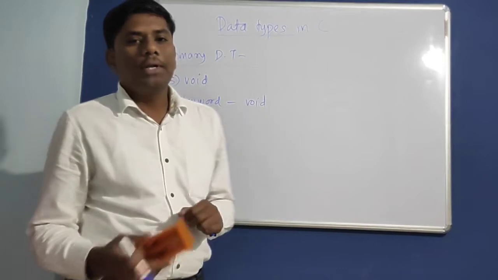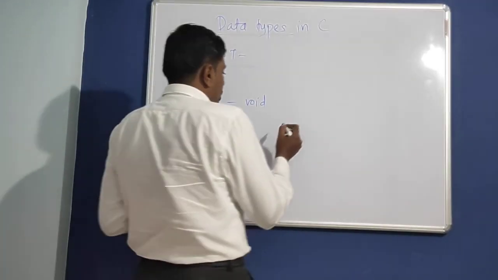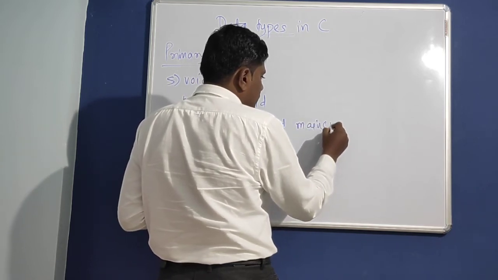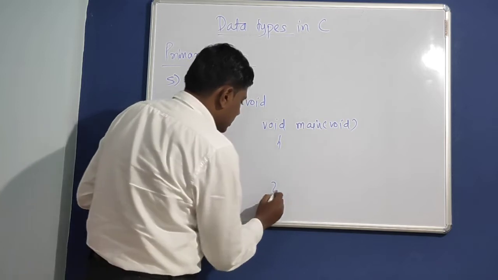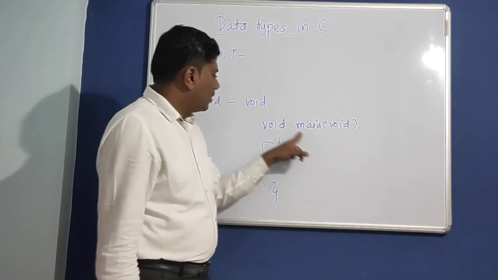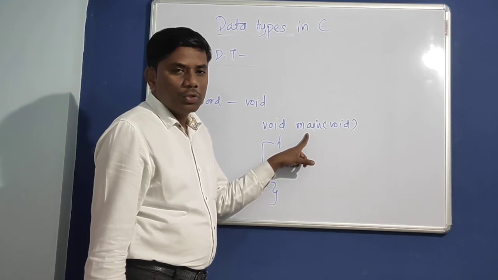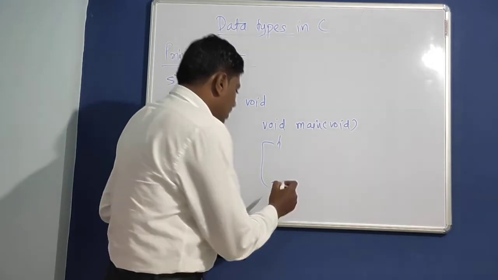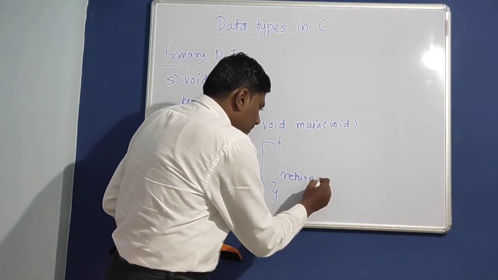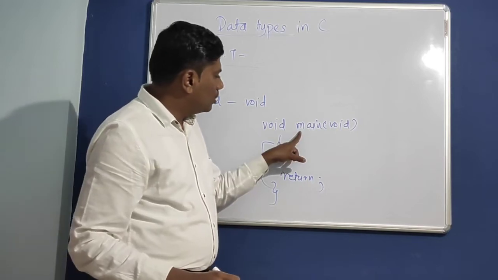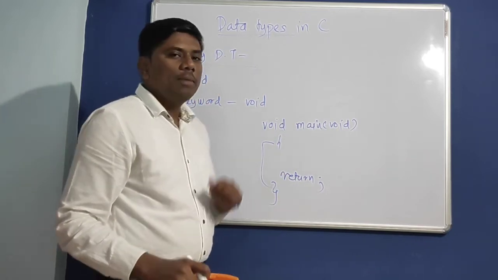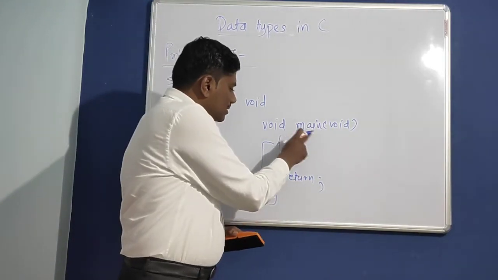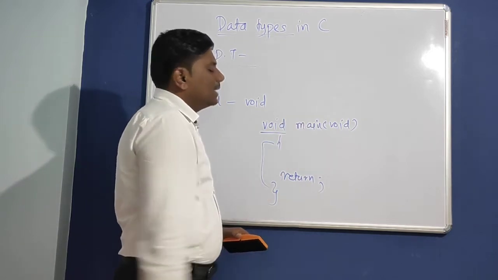So what is the use of void data type? So we are using this void for functions. See, consider this example. So see, I am specifying void here in front of main. So what is the meaning of this? This main will not return anything. If we want to return something, then this data type will be the type of value that you are going to return. So main is not going to return anything, that's why you can specify void.